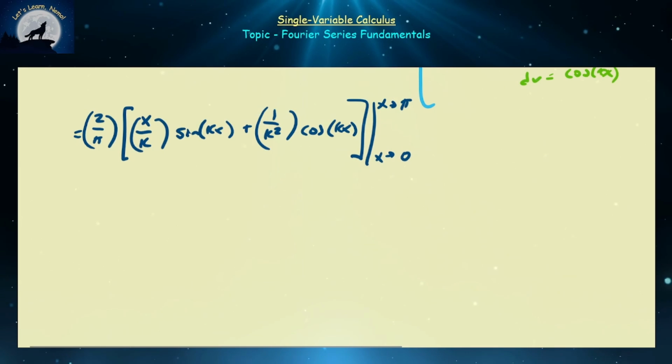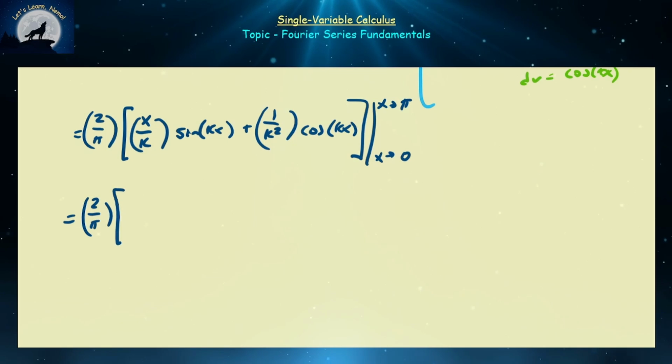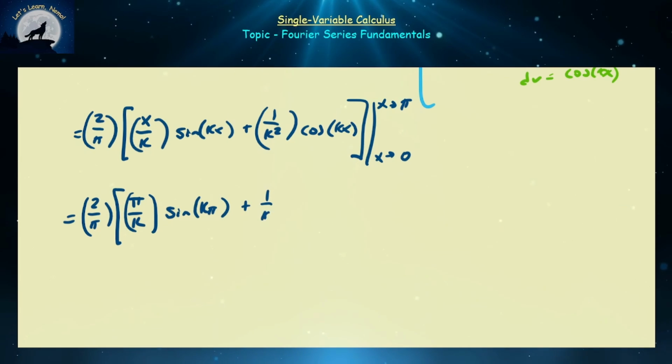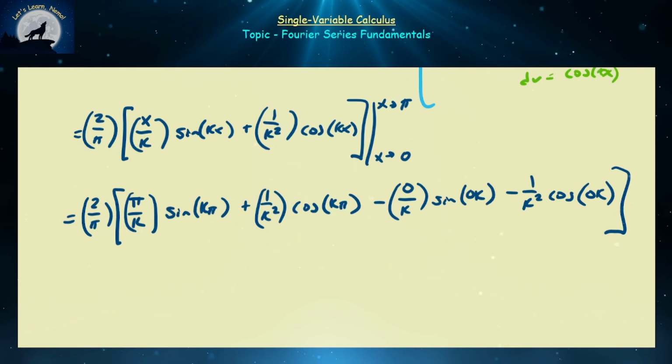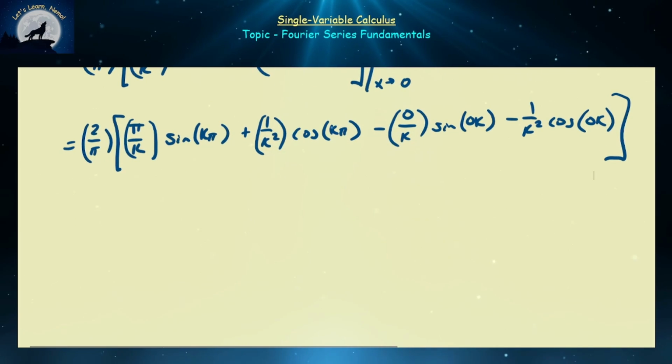So let's take our time with this simplification. So we're going to have 2 over pi, and then we're going to have what? So x is going to go to pi, so we're going to have pi over k, and then the sine of k pi, plus 1 over k squared times the cosine of k pi. Now let's plug in 0, so it's going to be minus 0 over k times the sine of 0k minus 1 over k squared times the cosine of 0k. So what do we have here?